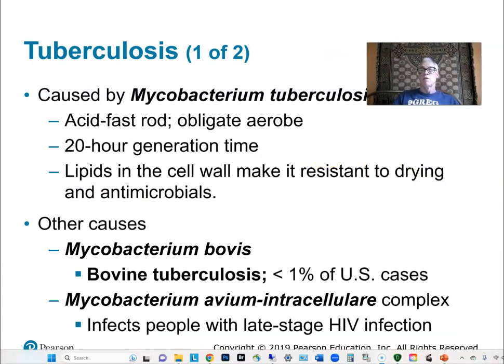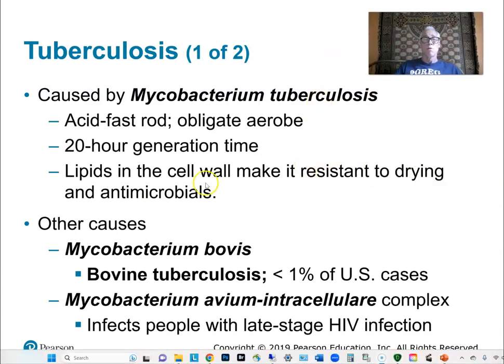All right, tuberculosis. It's a lower respiratory infection caused by Mycobacterium tuberculosis, an acid-fast rod, obligate aerobe. It has a very long generation time, just like we talked about with Mycobacterium leprae earlier, a 20-hour generation time. So it's a very slow-growing agent. And again, it likes to grow at slightly cooler temperatures. It likes to be in your lungs.